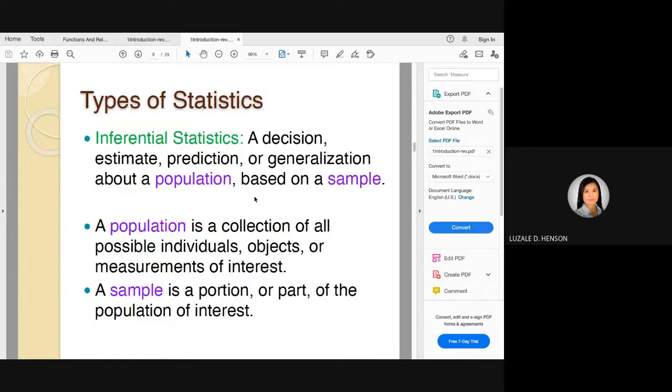Another type of statistics is what we call inferential statistics, wherein this will serve as a basis in making decisions. You estimate, because it's inferential. Once you use the term inferential, that is actually just an estimate. It could be a point estimate. It could be an interval estimate. So you predict, you forecast, and then you generalize from a sample to a population.